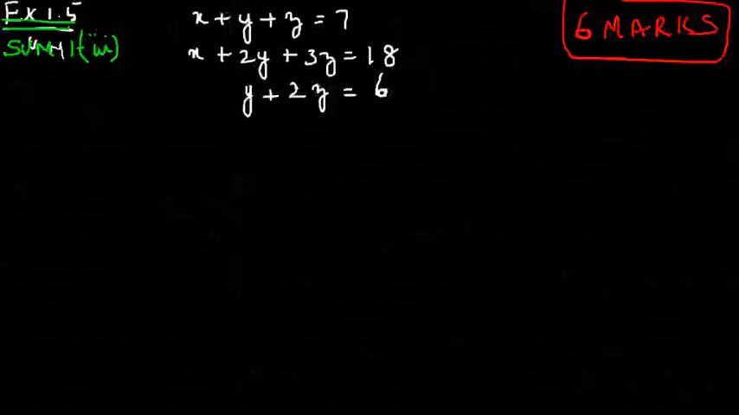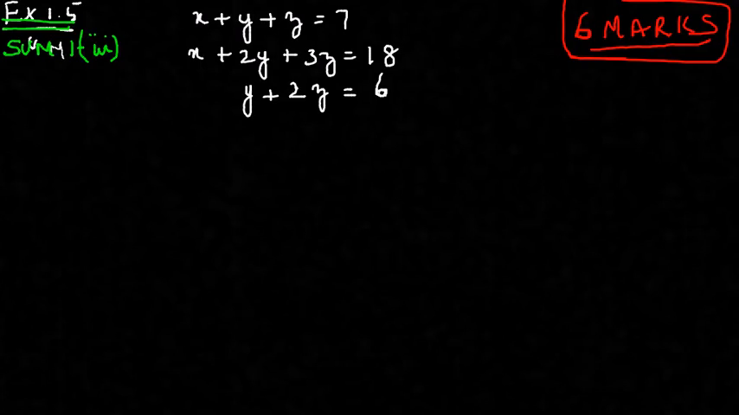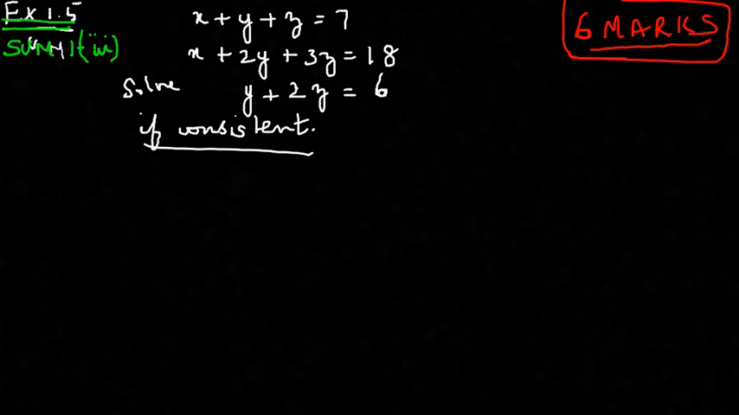Okay, this is exercise 1.5, sum 1, third subdivision. This is typically a 6 mark sum, so you can expect this for 6 marks. Okay, so in this sum we have to solve these linear non-homogeneous equations, if it is consistent. So first we have to find the consistency, and then if consistent, we go and solve for x, y and z.